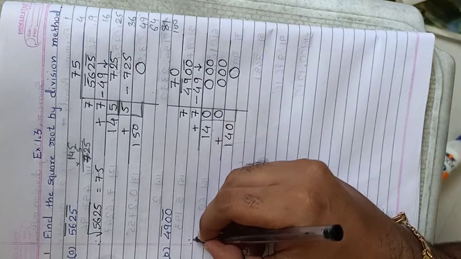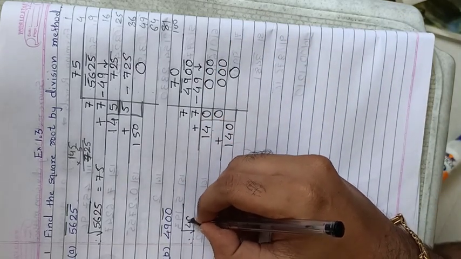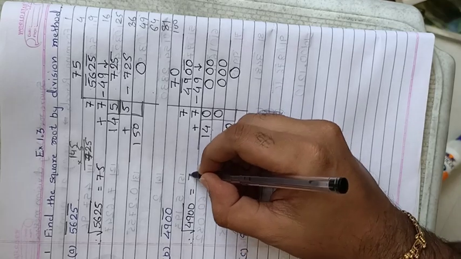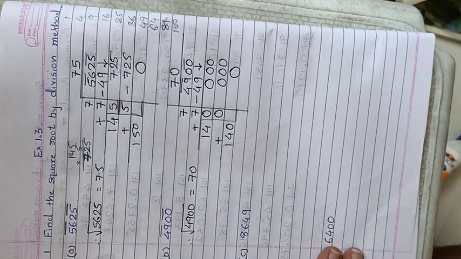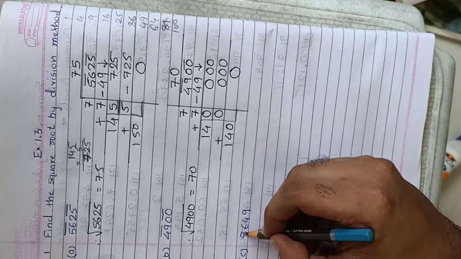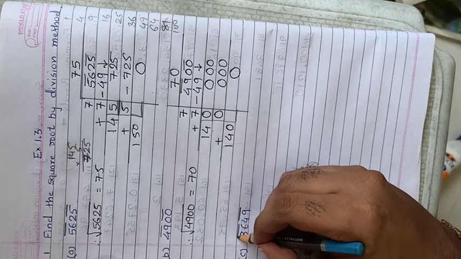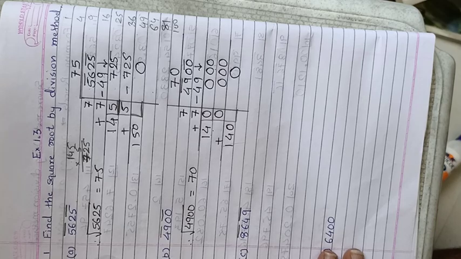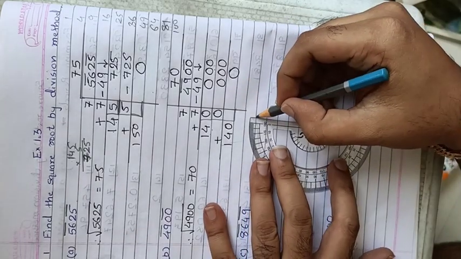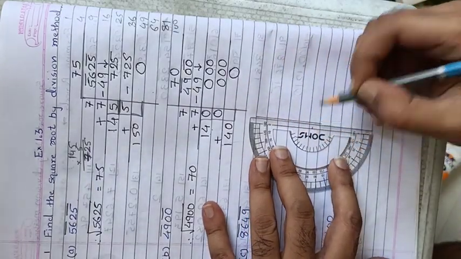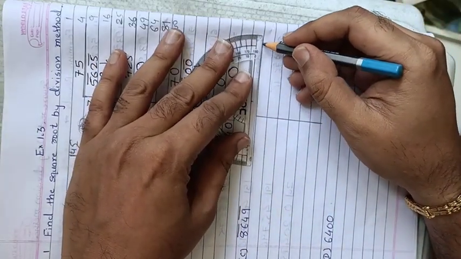So the answer, square root of 4900 equals 70. Okay, the next number is 8649. So 49 and 86 are the periods. Now 1 2 3 4 5 6, because there are 2 periods.